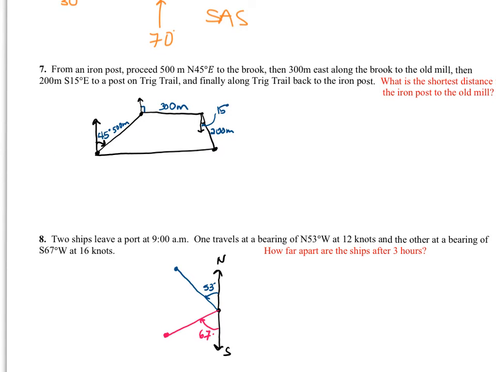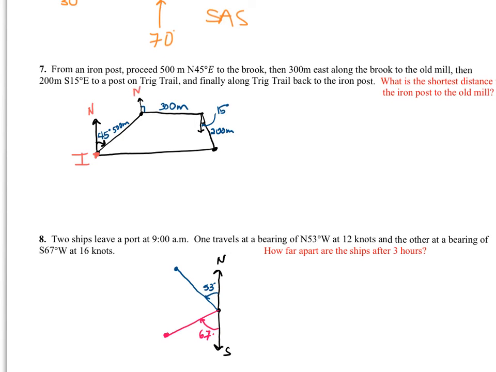Here's question 7. From an iron post, proceed 500 meters north, 45 east to the brook. So the iron post, I'm just going to call it I, is over here on that left-hand side. If you don't have everything that I have written down right now, make sure to do that as I read through the problem. We've got a north right out of the gate as we go north 45 degrees east. We go 500 meters to a brook. Then we go due east, so just straight across.